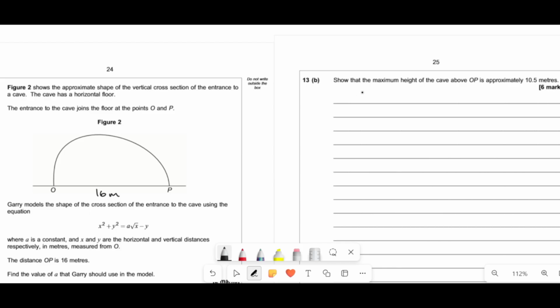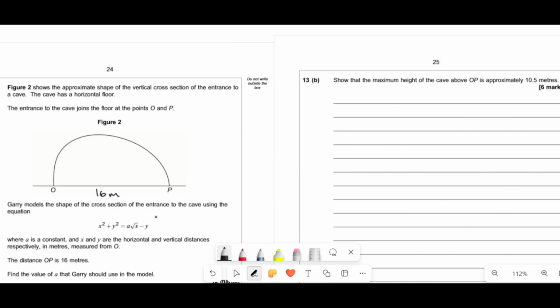So now it says, show that the maximum height of the cave OP is approximately 10.5 meters. Whenever we're looking at maximum or minimum things to do with functions, we're looking for the turning point. Because whenever you have the maximum of a function or a curve, at the highest point, the gradient will be 0 because it's changing direction. And the same goes for the lowest point.